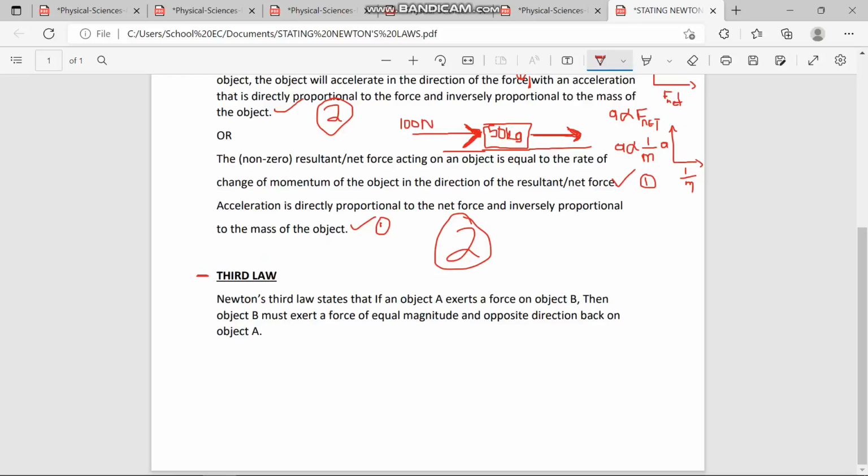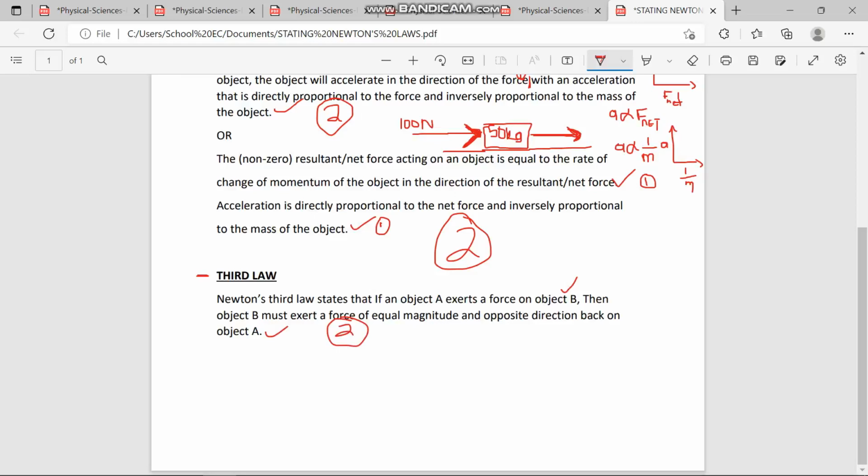So let's start by showing you how they are going to give you marks so that you fully explain and fully state these laws. Newton's third law states that if an object A exerts a force on object B, then object B must exert a force of equal magnitude and opposite direction back on object A. So that's the very first mark. That's your 2 marks, because you do understand that there are two different objects acting there.